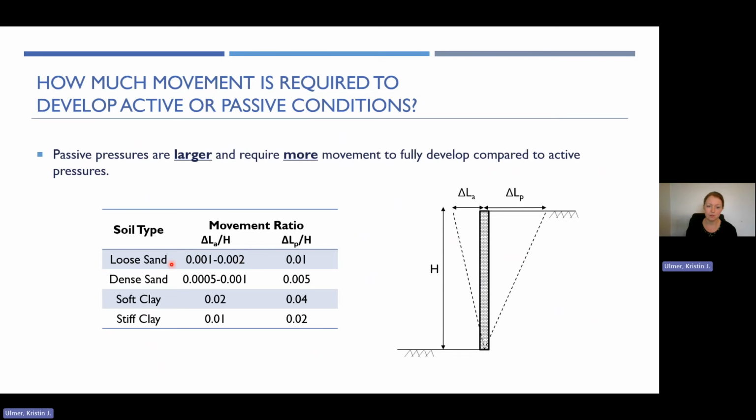So let's say we're looking at a loose sand. You would need to have relatively little movement to activate your active lateral earth pressures. To get your passive lateral earth pressure fully activated and get your shear strength fully mobilized, you need a little bit more movement. It also varies by different soil type, right? So you would need more movement for clay, in this case, for both active and passive conditions.